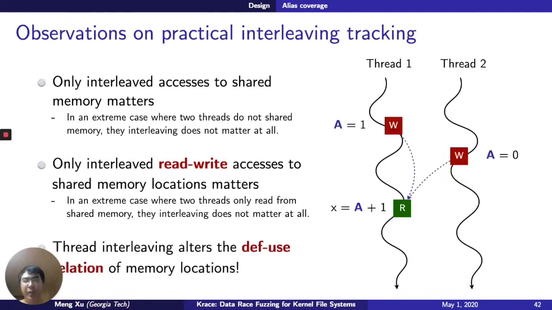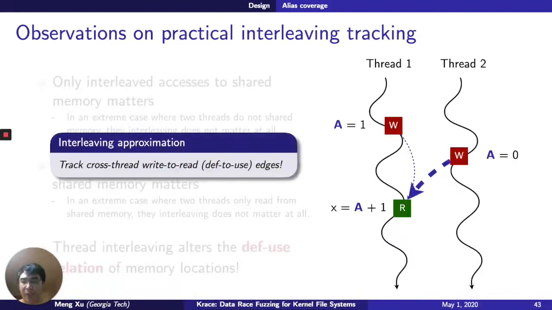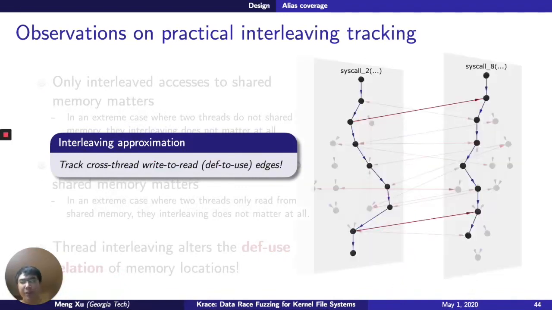The only thing we need to care about is the write to read accesses, which means some thread defines something and then you try to read from the same location. So only this part of interleavings are meaningful interactions between two threads. And this is exactly what we are going to track. We only track the cross-thread write to read edges. This is exactly also the same thing you saw in a graph before. We see two threads are trying to interact with each other. We're saying that this thread is defining something the other thread is trying to use.